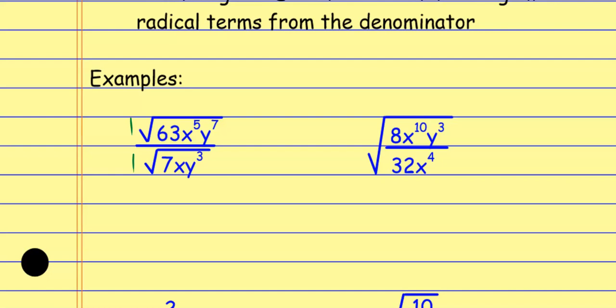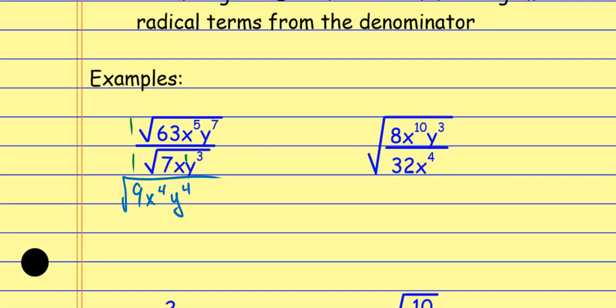Now I can divide the things that are inside the radical. 63 divided by 7 is a 9, and that stays on the inside. X to the 5th divided by x to the 1st. Remember, there's a little 1 there. If you've forgotten, when we divide, we subtract the exponents. And then y to the 7th divided by y to the 3rd is y to the 4th. And so what happens is, I don't even have a denominator anymore. Because I simplified a little bit, the denominator went away.